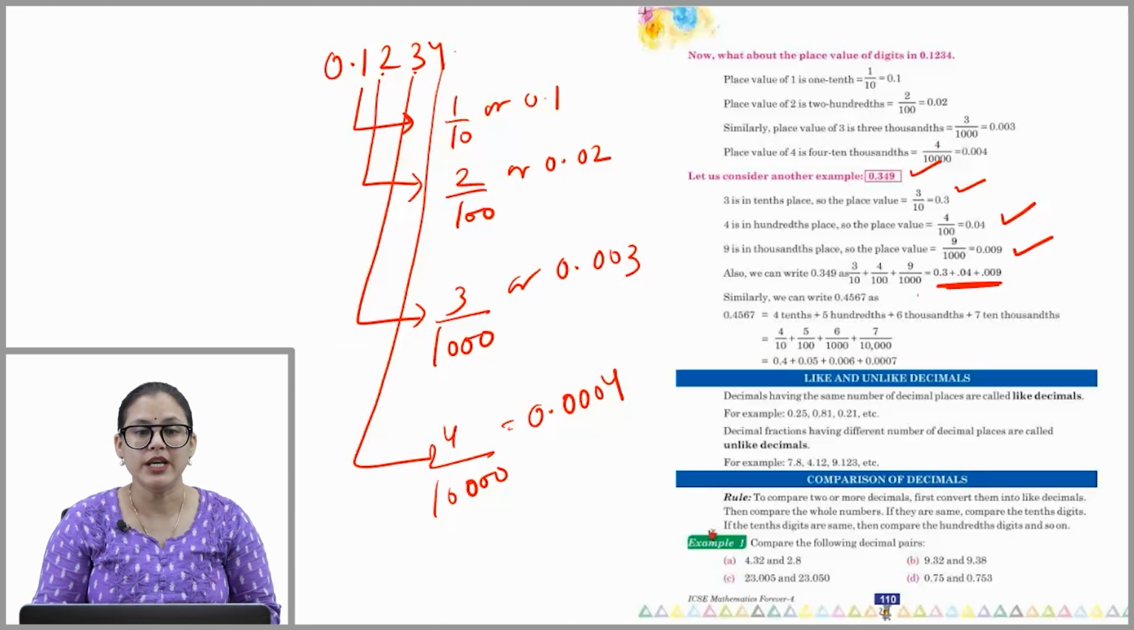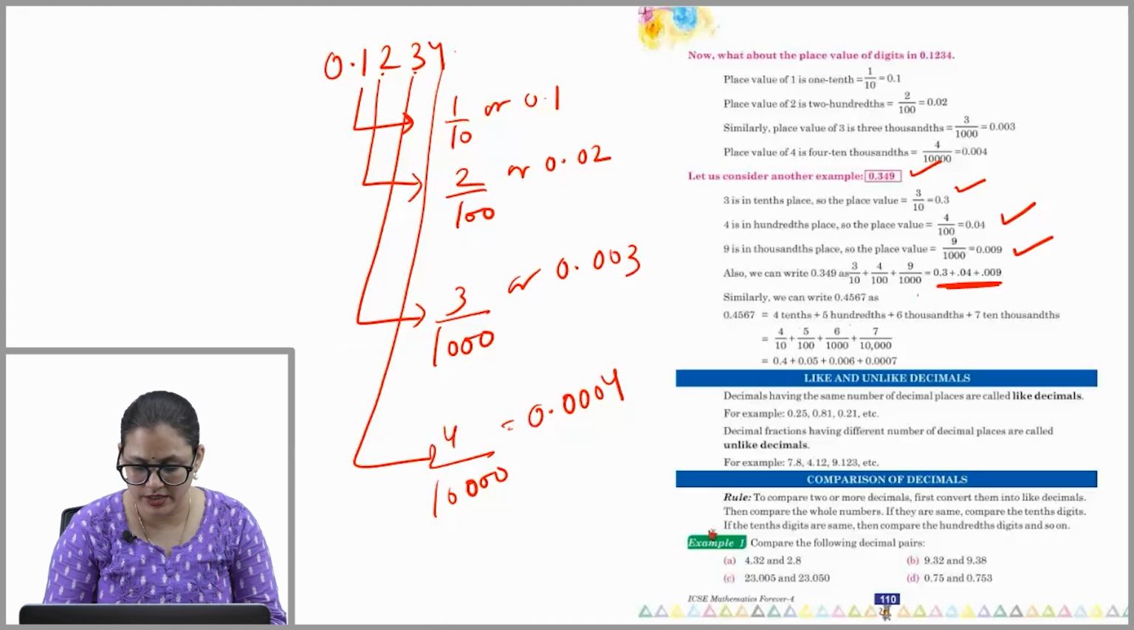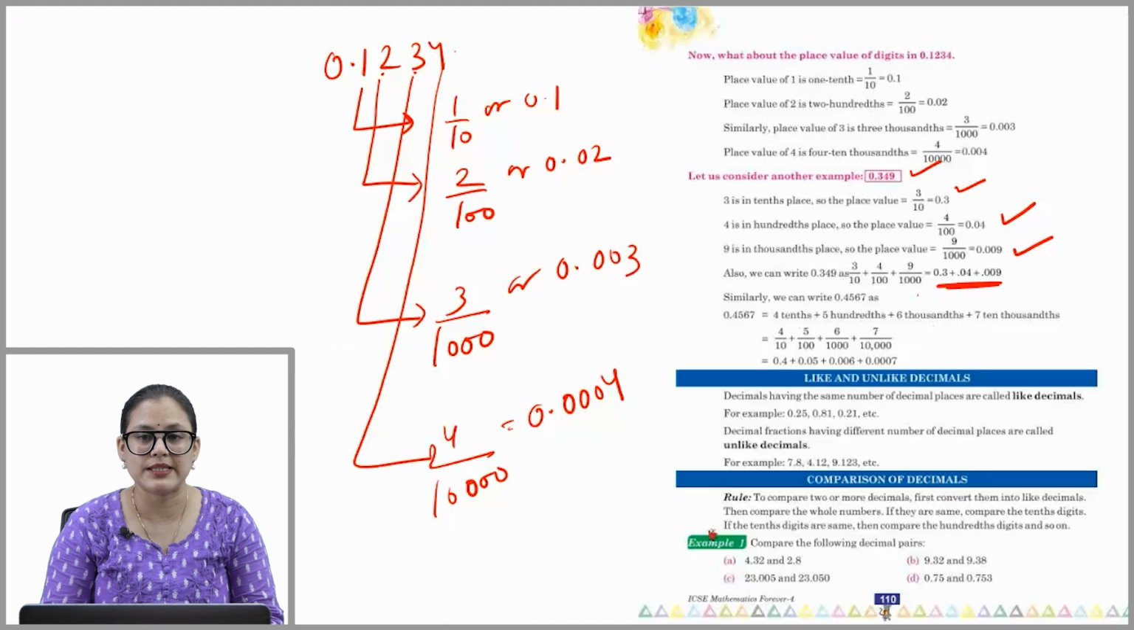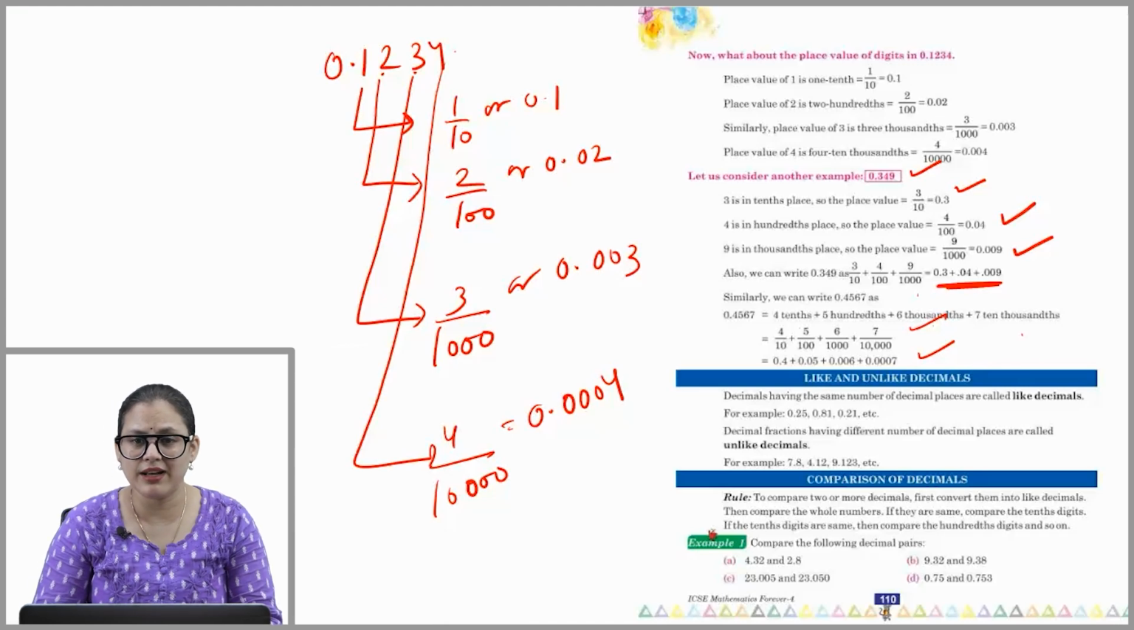Okay. So similarly, you can write 0.4567 as 4 tenths plus 5 hundredths plus 6 thousandths plus 7 ten-thousandths. Okay. Or you can express this like this. Okay. Now, like and unlike decimals.